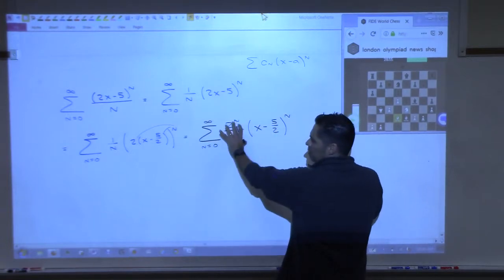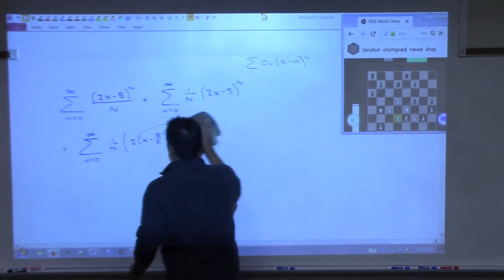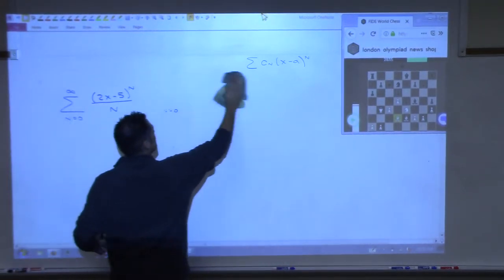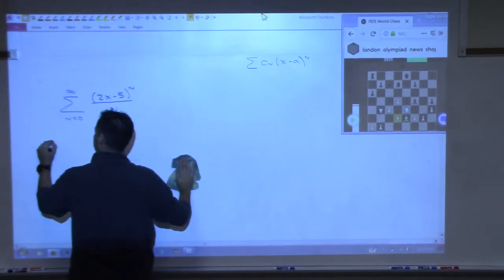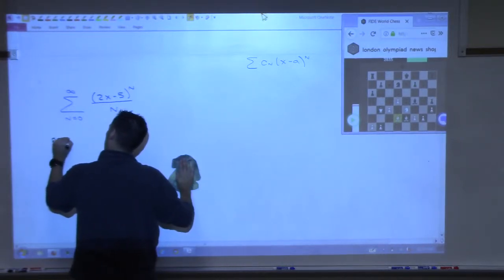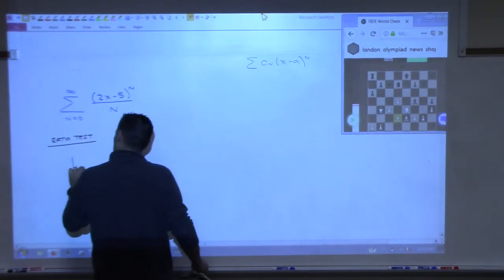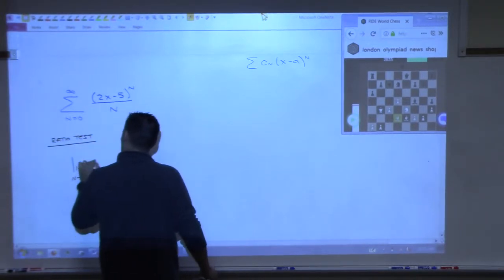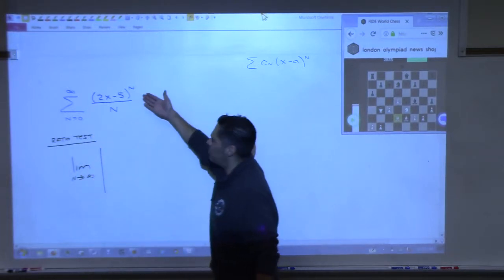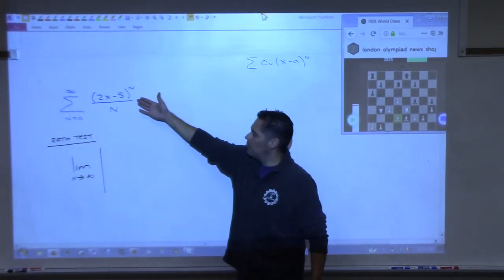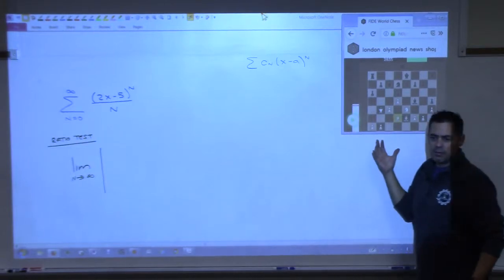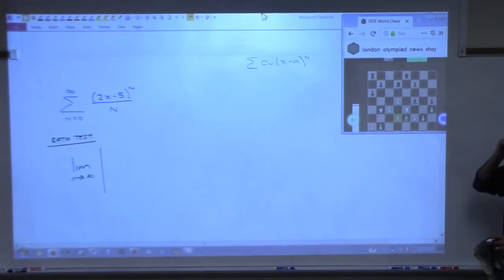I'm going to erase all this. I'm going to go to the ratio test, because it's the big one. Limit as n goes to infinity. All right, and I'm going to be using the ratio test. I'm going to do it on this right here. I'm not going to take that cleaned up version. I'm just going to do it on that one right there.